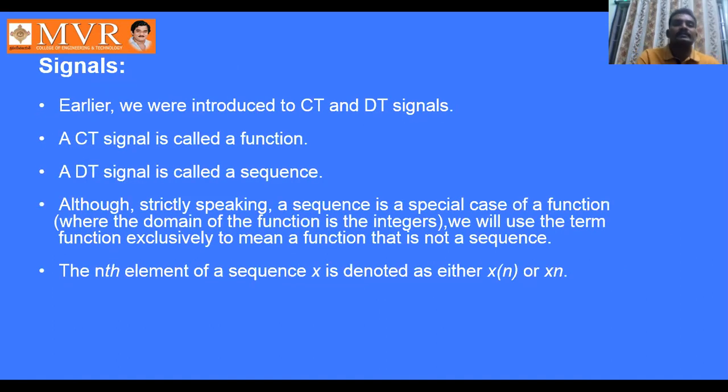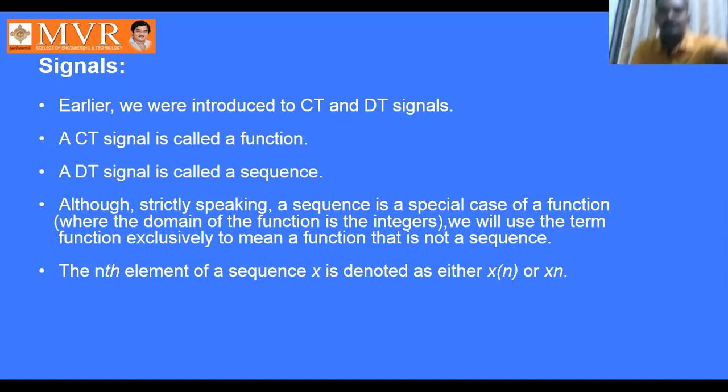Then coming to signals, we already discussed continuous time signals and discrete time signals. Continuous time signals flow continuously. Discrete time signals are continuous time signals that are frozen for some time and divided into equal intervals of time. Here, the continuous time signal is called a function, whereas the discrete time signal is called a sequence.